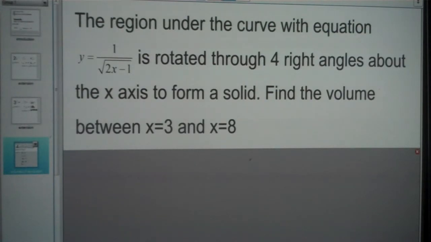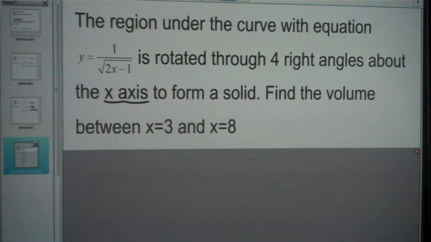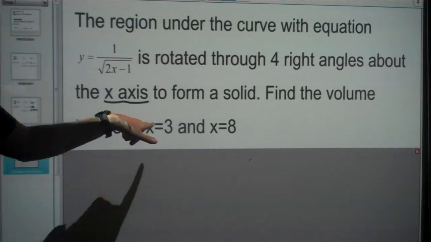So, the region under the graph where the equation y equals 1 over the square root of 2x minus 1 is rotated through 4 right angles about the x-axis to form a solid. Find the volume between 3 and 8. So we can see it's rotated about the x-axis, so that's going to be important. So we're going to be using pi y squared dx. We have our two limits here, 3 and 8.